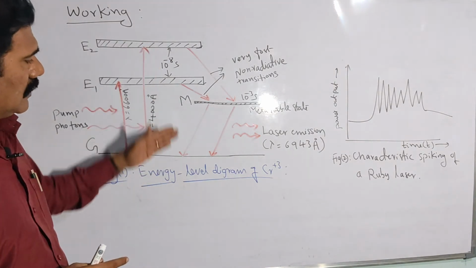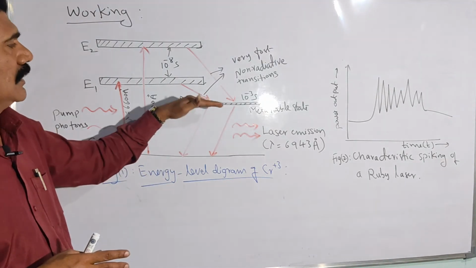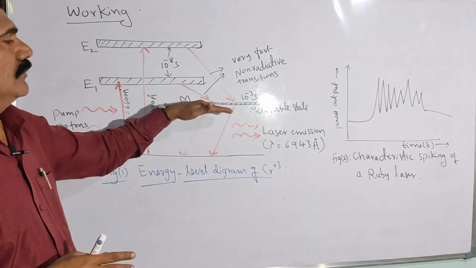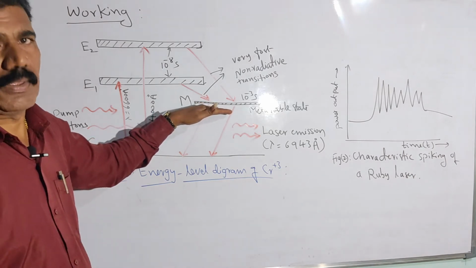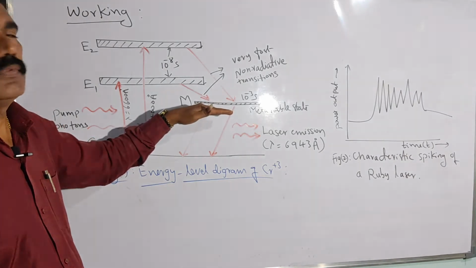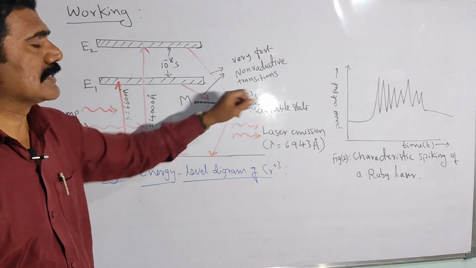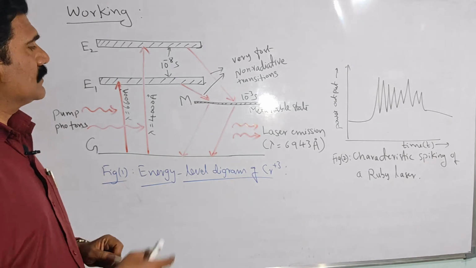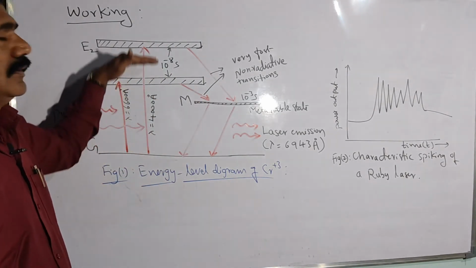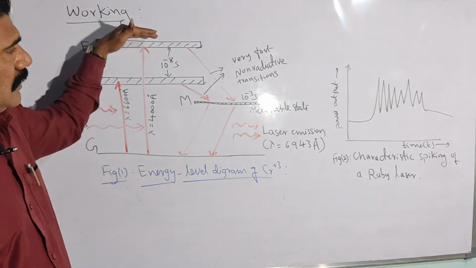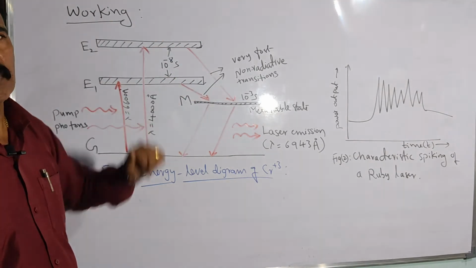But while coming down to the ground state, some of the atoms will get stuck in the metastable state. When they are stuck in the metastable state, the chromium ions can stay for a longer time. Why? Because the lifetime of the excited atoms in this metastable state is in the order of 10 to the power of -3 seconds. This process will continue. A number of chromium atoms will be excited from the ground state to any of the excited states, and within a short time they will come down to the ground state directly sometimes, or sometimes they will get stuck in the metastable state.